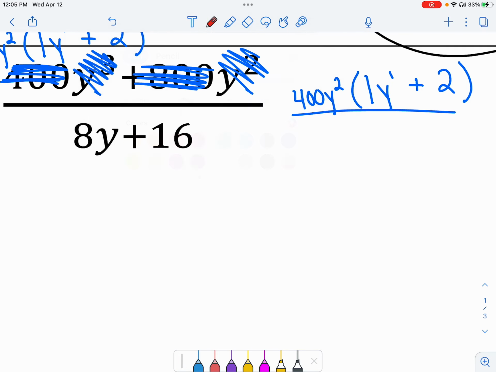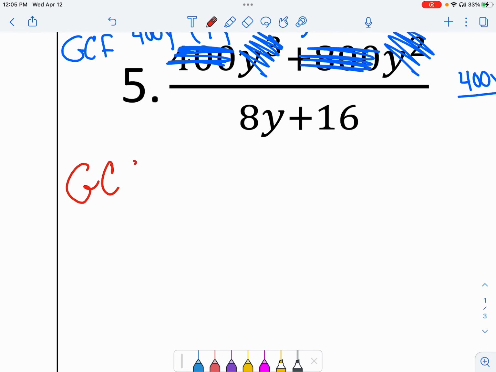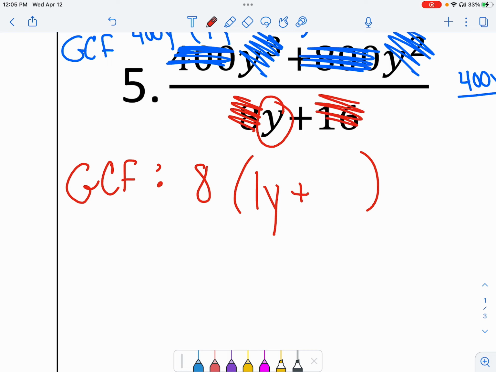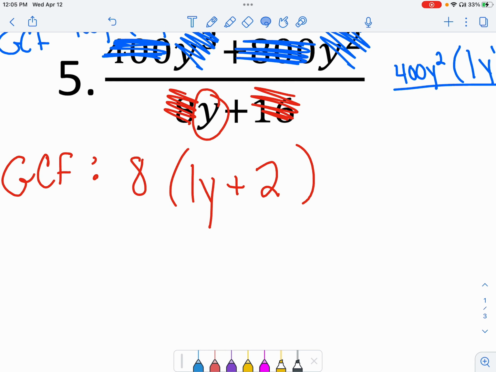Now let's do the denominator. The GCF of 8 and 16, I know maybe some of you are just thinking 2 or 4, but it's actually 8. The GCF is 8. And this doesn't have a y, so just 8. So I need to divide. What is 8 divided by 8? 1. And then this y, take away nothing, is still a y. Plus, what is 16 divided by 8? 2. And there's no y here to worry about. So my denominator is this in factored form.